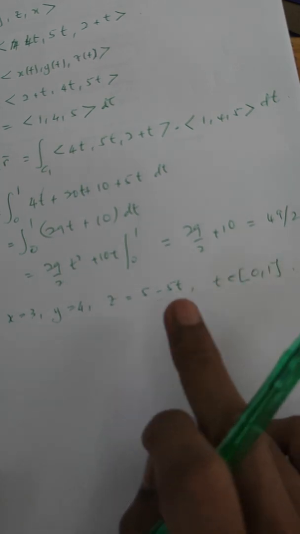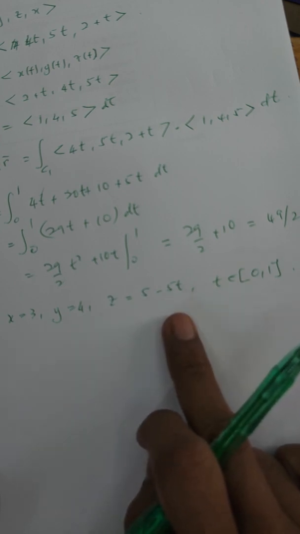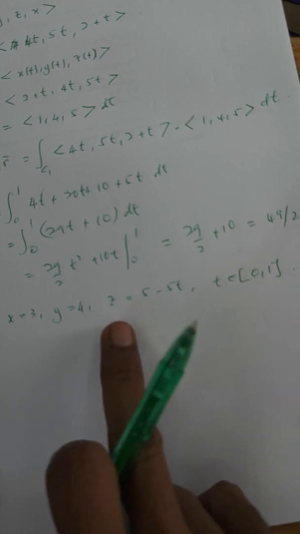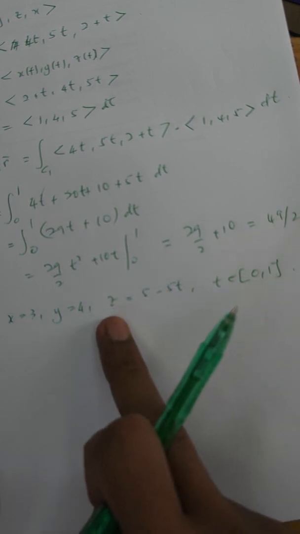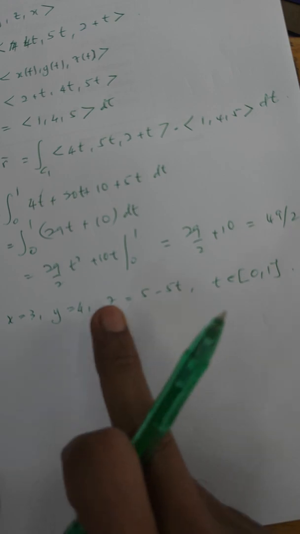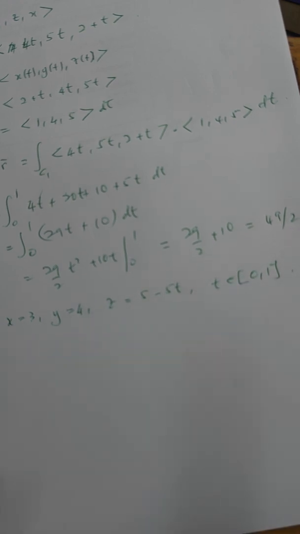Again, you can use z, because z goes from 5 to 0. When z equals 5, you got t is 0. When z equals 0, you got t equal to 1. So you have those things.